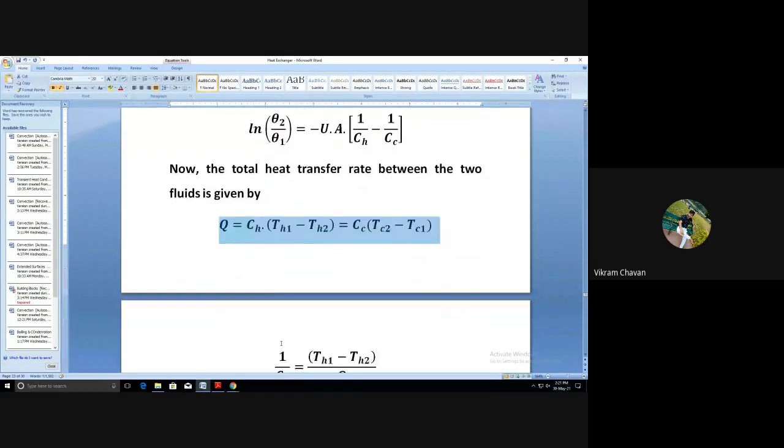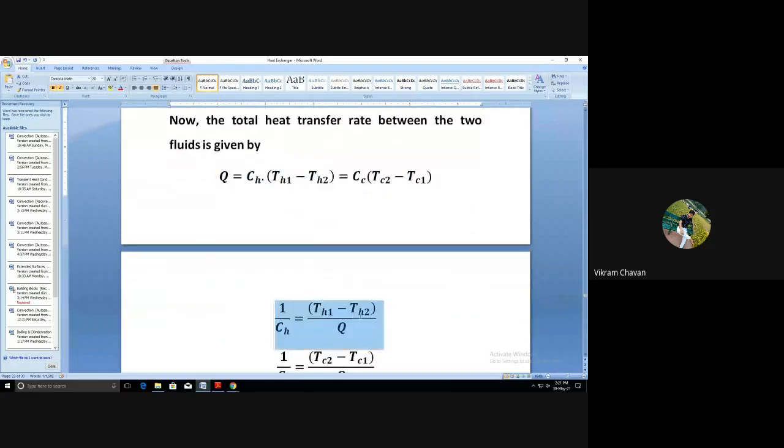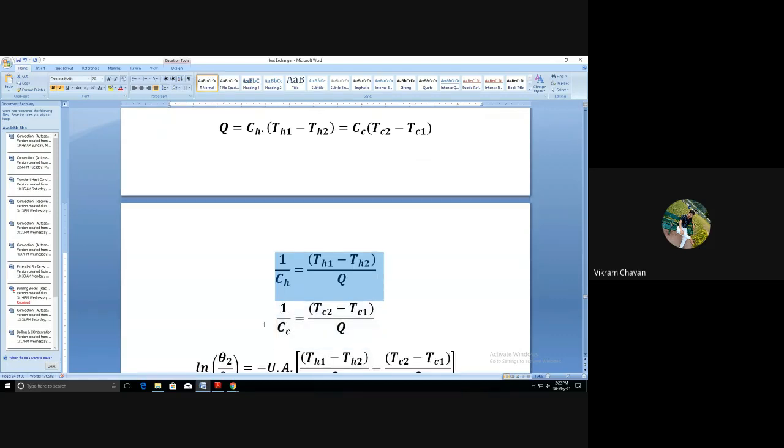From this equation, we can get 1 upon Ch and 1 upon Cc values. So 1 upon Ch will be equal to Th1 minus Th2 divided by Q, and 1 upon Cc is equal to Tc2 minus Tc1 divided by Q.